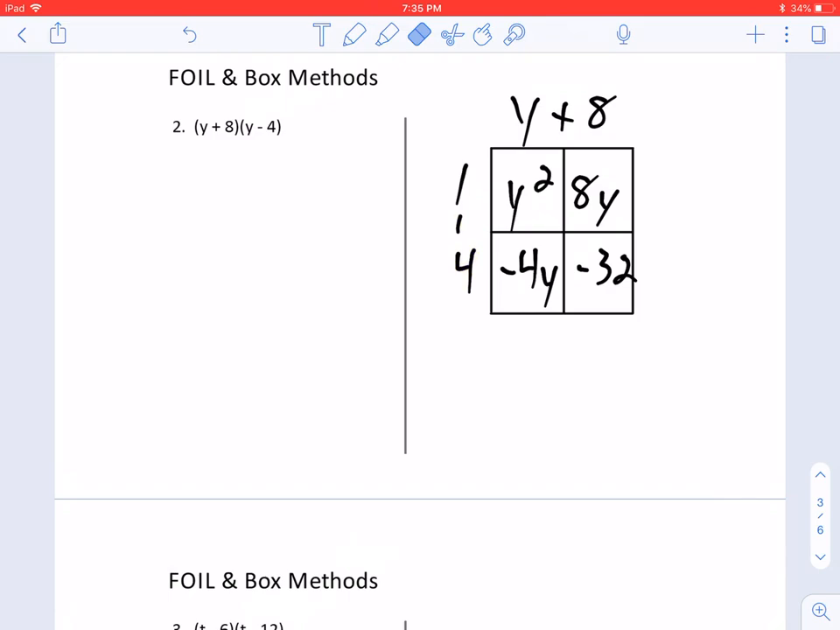So looking at what's inside of our box, we have two like terms. That is 8y and negative 4y. So we have y squared plus 4y minus 32. There's our final answer.